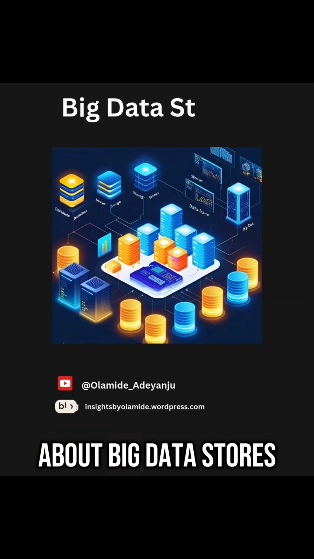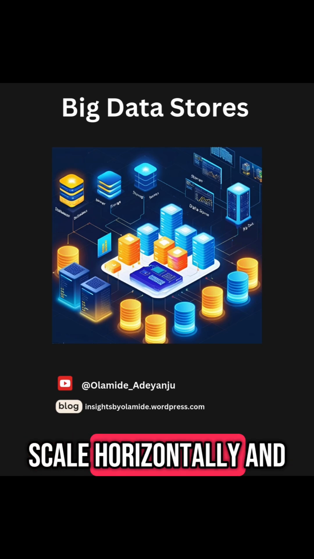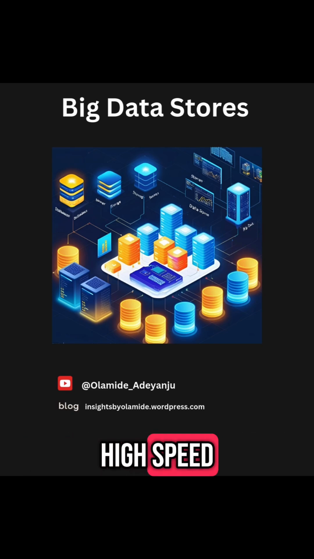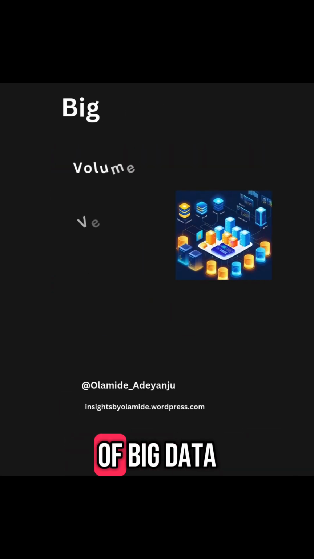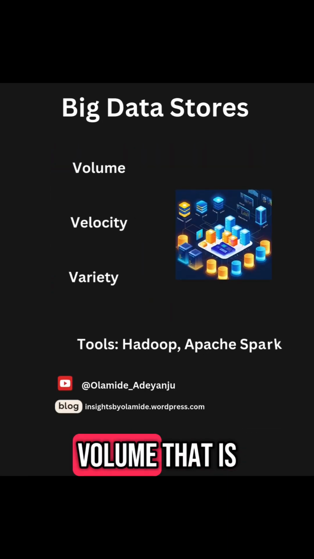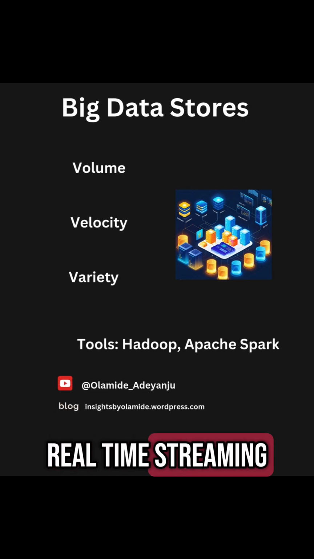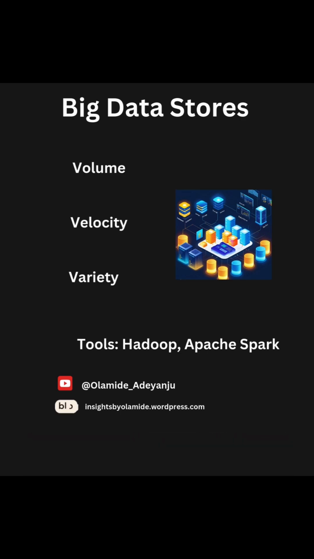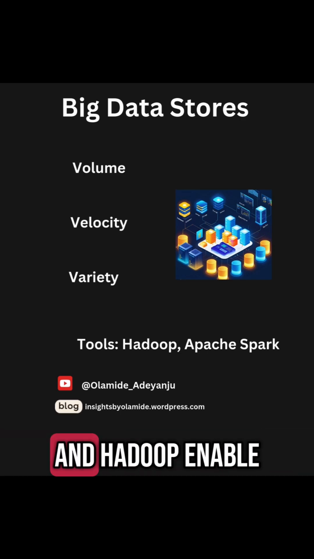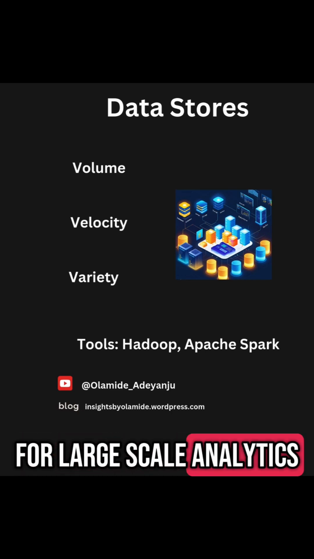Next, we talk about big data stores. Big data stores are built to scale horizontally and process data at high speeds. They're essential for managing the V's of big data. We're talking about volume, that is large data sets, velocity, that is real-time streaming, and variety, that is different types of data. Technologies like Apache Spark and Hadoop enable parallel processing and distributed storage, making them powerful for large-scale analytics.